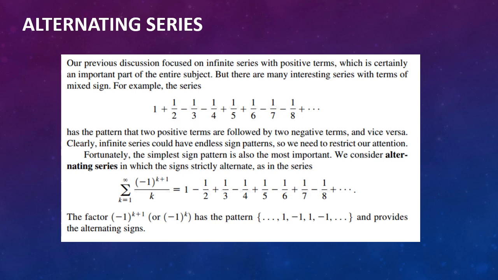Clearly, infinite series could have endless sign patterns, so we need to restrict our attention. Fortunately, the simplest pattern is also the most important. We consider alternating series in which the signs strictly alternate, as in the series, the sum from k equals 1 to infinity of negative 1 raised to the power of k plus 1 over k equals 1 minus 1/2 plus 1/3 minus 1/4 plus 1/5, etc. The factor negative 1 raised to the power of k plus 1, or negative 1 to the k, has the pattern 1, negative 1, 1, negative 1, and provides the alternating signs.